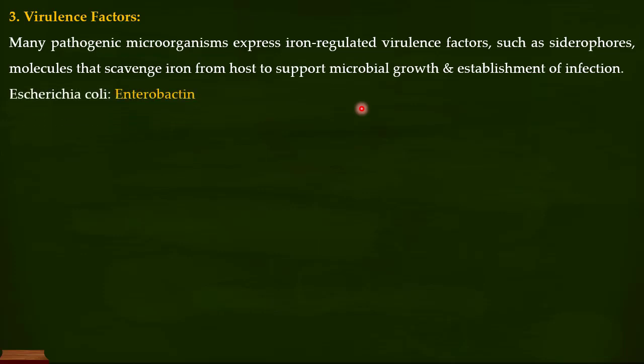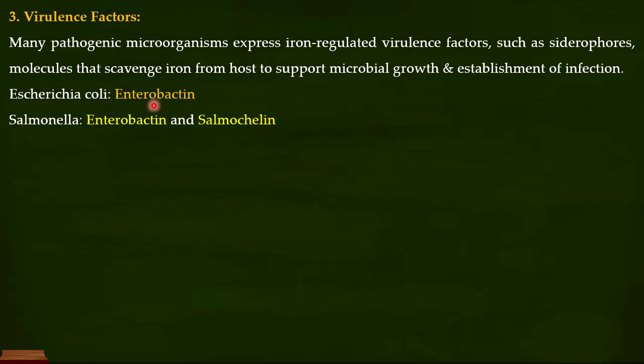If you talk about E. coli, E. coli is going to produce enterobactin, and this enterobactin is actually a siderophore. That means with the help of enterobactin, the E. coli can take the iron from the host, and it can use it for microbial growth and for the establishment of the infection.